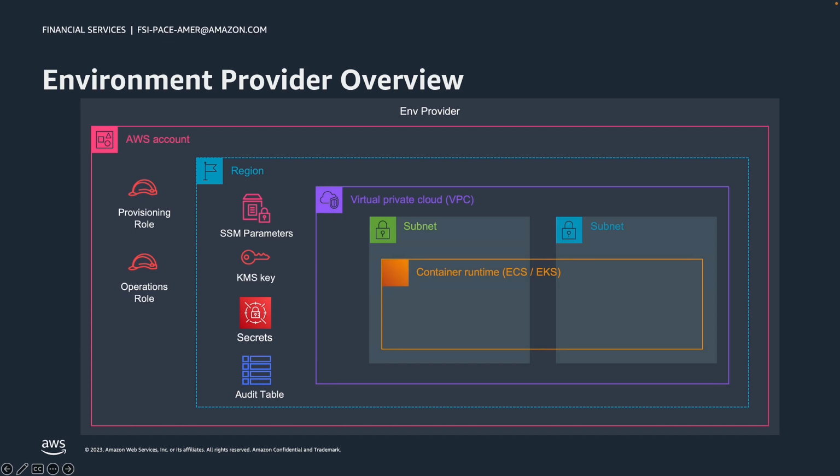And then within the region, the environment provider provisions network resources, including a VPC, one or more subnets, routing tables, and security groups. Also provisioned will be the runtime environment. Each environment provider typically provides a single runtime environment. To support running containerized applications, for example, there may be an ECS cluster provisioned. Or, if the intention is to run Kubernetes pods, then possibly an EKS cluster would be provisioned.